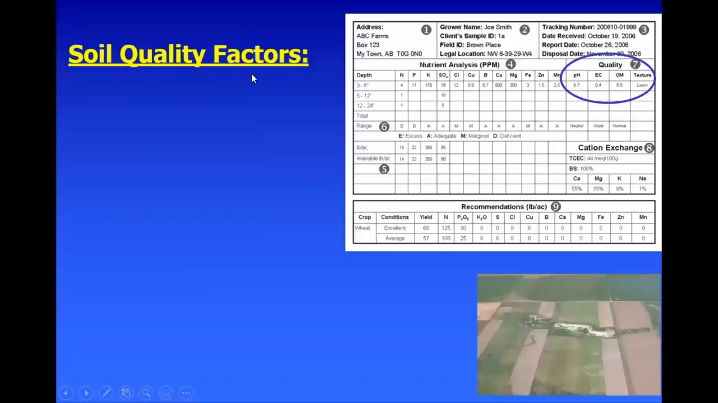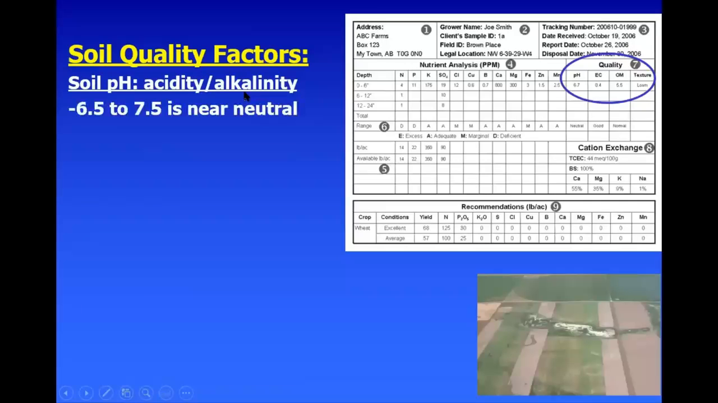So next thing we'd like to look at are soil quality factors. And in this particular case, we'll start off with the pH. pH really is just an abbreviation for the term power of hydrogen. So really what we're doing is measuring the amount of hydrogen ions in the soil. The more hydrogen you have in the soil, the more acidic it is, the less you have, the more alkaline or basic it is. And a pH of 7.0 is exactly neutral.